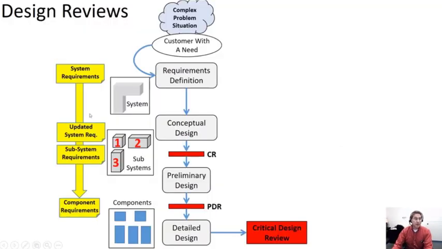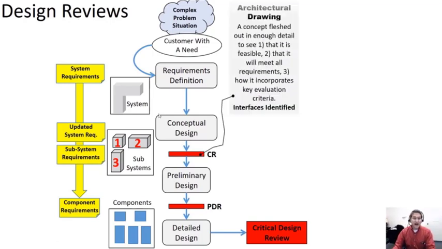And a tool that we have as we're going through this, we have design reviews. Design reviews are a chance for your peers, for other smart people to look at what you're doing and see if they see things that you're missing. So at concept review, you can think about your design. It's like architectural drawings. You have the big picture, you have a concept fleshed out with enough detail for people to see that it's feasible and it'll meet all their requirements.